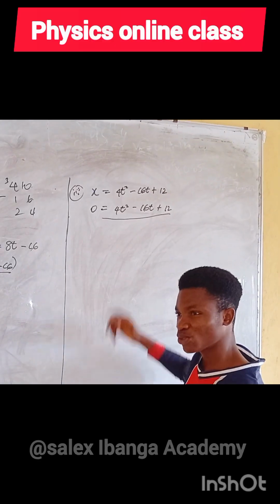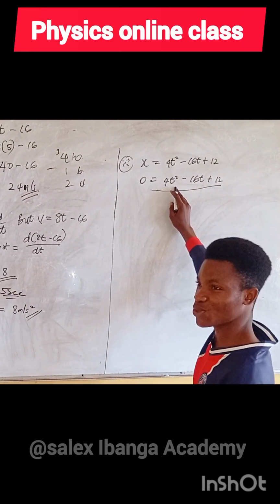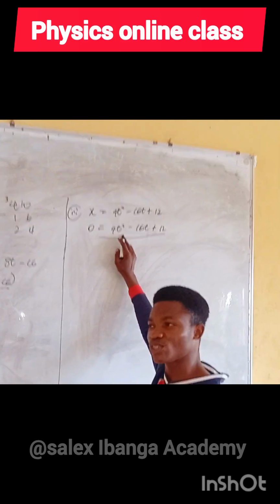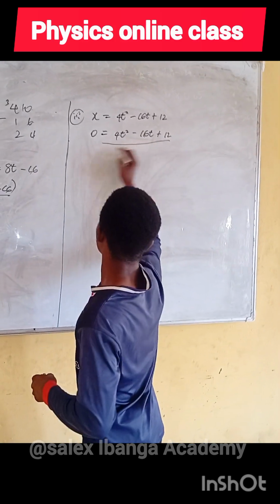So now, how do you solve this? The way to solve this is to reduce the coefficient of t squared so that it stands alone. This is what we do: I'll divide through by 4.